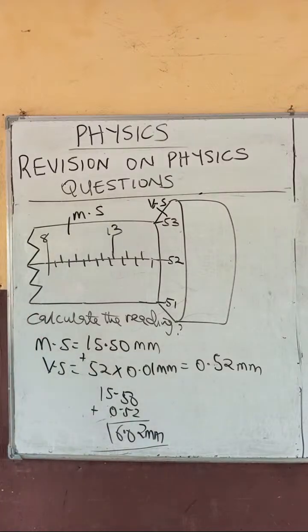So the answer to this question is 16.02 millimeters. Right. No, Olachi, the answer is 16.02 millimeters. Okay, yes, 16.02 millimeters because of that 0.5 there. Anytime you have a question that has another line in between, you should respect it, okay? If not, your answer will be wrong, okay? So that is how to take reading of micrometer screw gauge.